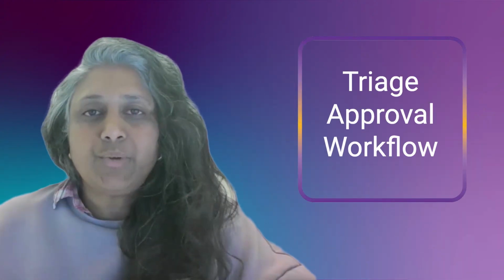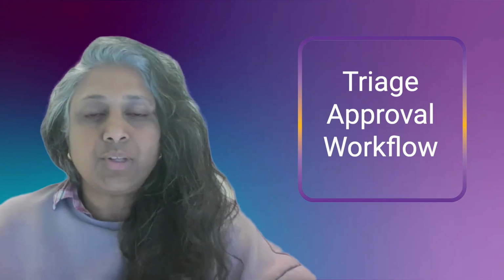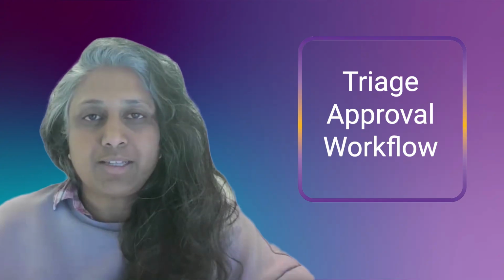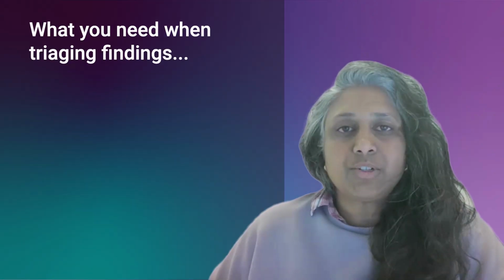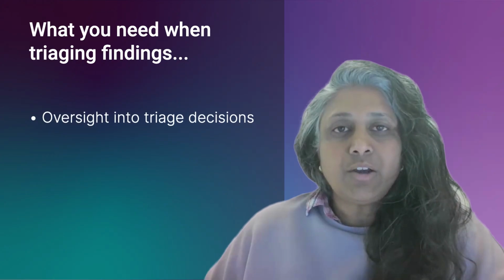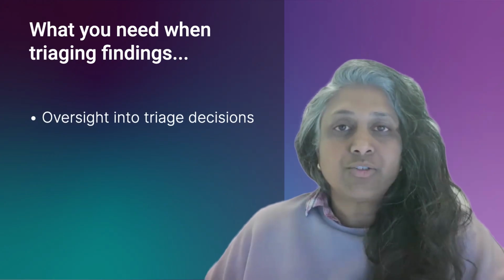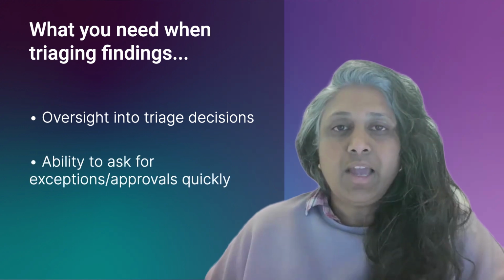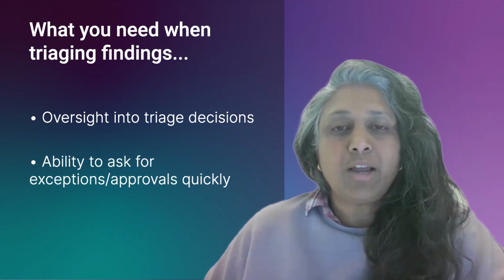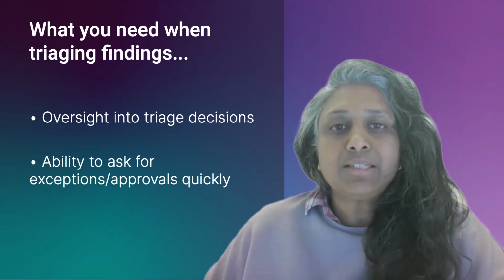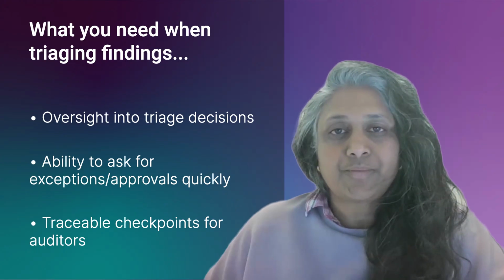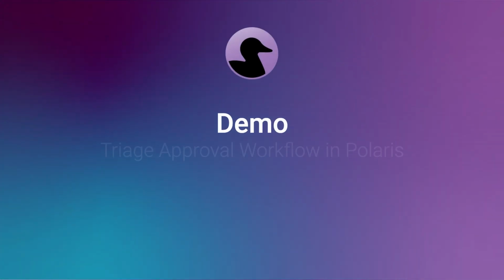This video will talk about Polaris' triage approval workflow, which is a great way for various personas inside an organization to align to a common triage approval process that aligns with corporate policies. There are a lot of challenges when it comes to triaging findings. You need oversight of enforcement into corporate policies around triaging findings. Developers need a way to ask for exceptions and get those approvals quickly so that they're not blocking release timelines. And compliance teams need traceable checkpoints and workflows so that it shows to auditors. Let's see how Polaris addresses some of these issues.